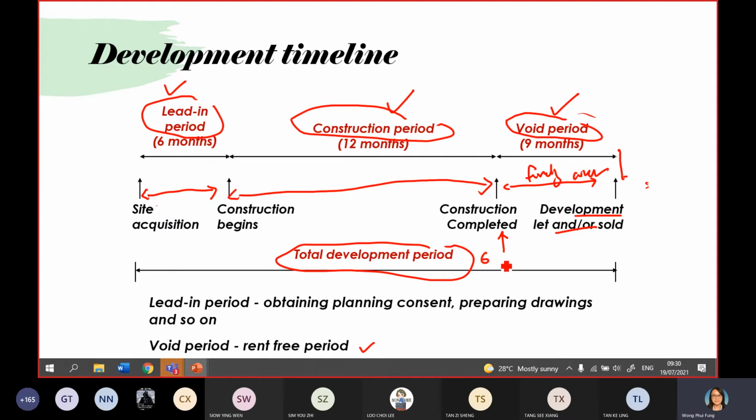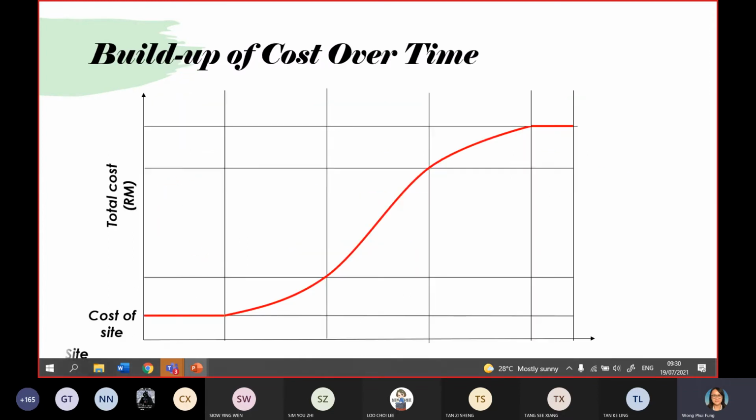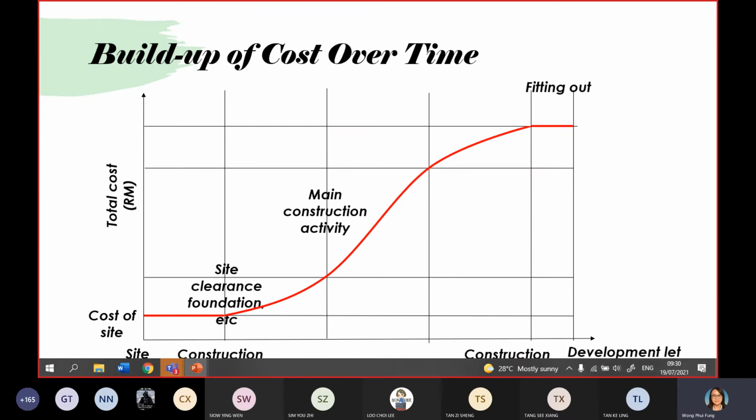Which means 6 plus 12 plus 9, equivalent to 27 months. Okay, total development period is equivalent to lead-in plus the construction plus the void period, so a total of 27 months. When you plot this total development period in a graph, you will notice that the cost incurred is an S curve. It's an S curve. Can you see? It's an S curve.